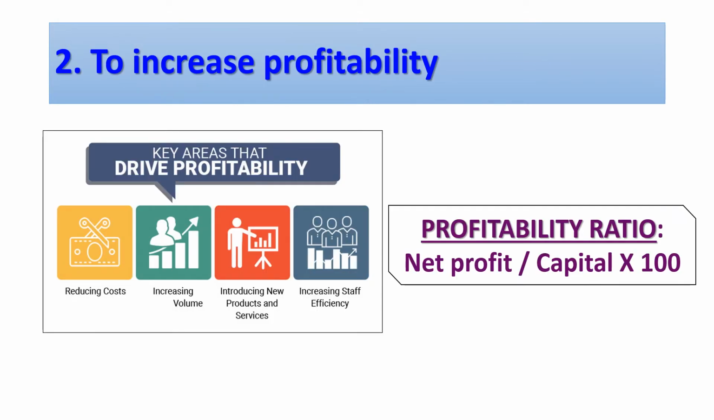The next is to increase your profitability. We can see our profitability by looking at the profitability ratio, where we take our net profit and we divide it by our capital and we turn it into a percentage by multiplying it by 100. That will show us our profitability. The higher, the better.